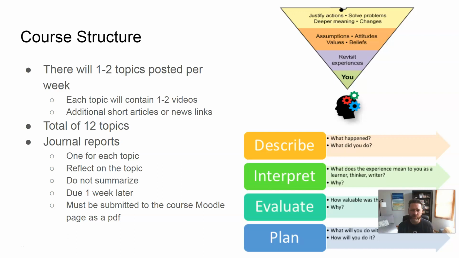So your reflection should really be that. What is this topic about? Why is it important? And how do your experiences, your values, your attitudes, your beliefs, how does that engage with this topic? So really this is about you and thinking about how these things influence you.